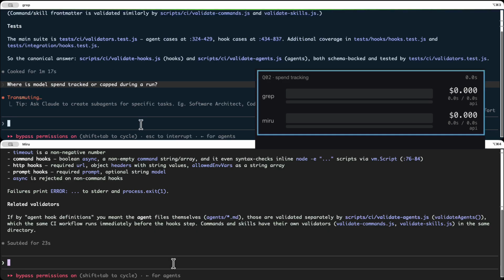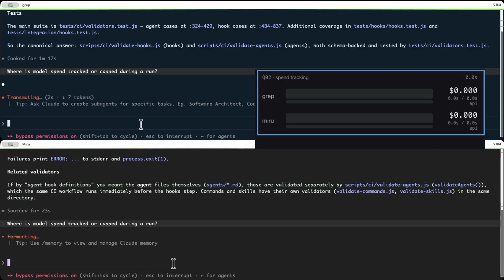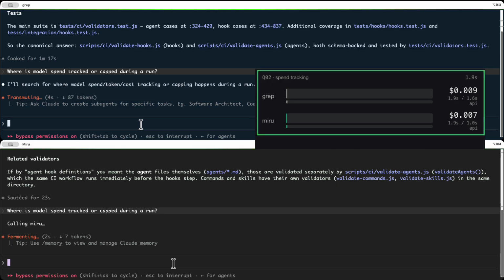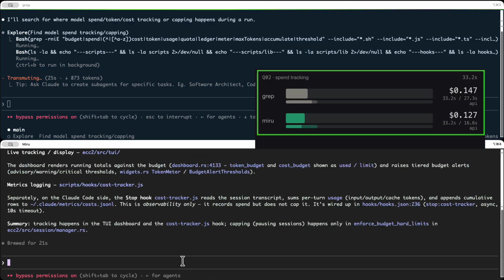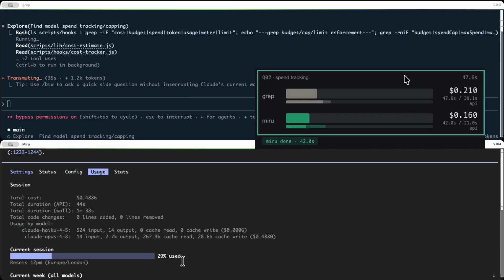Where is model spend tracked or capped during a run? Here's the thing that makes this one investigation rather than a list of questions. The cost tracker in ECC is itself a hook, so this follows straight on from what we just found.